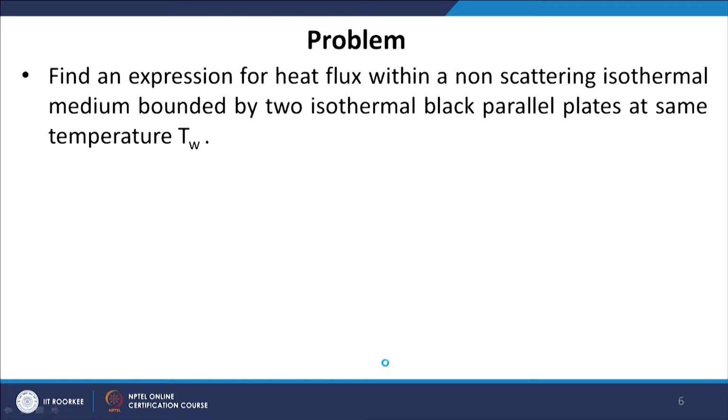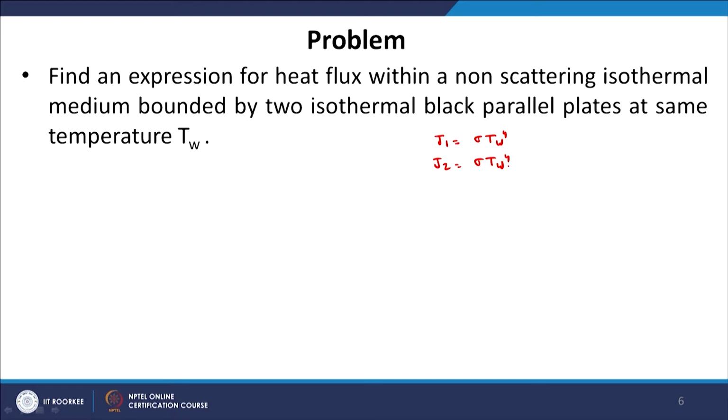Now let us see how this method can be applied to a simple problem where we have to find out the heat flux within a non-scattering isothermal medium bounded by two isothermal black parallel plates at the same temperature Tw. So, plates are parallel and they are black. So, J1 is simply equal to sigma Tw power 4 and J2 is simply equal to sigma Tw power 4. They are black, so the radiosity is simply equal to the emissive power of the black body. Okay. So, let us solve this equation.